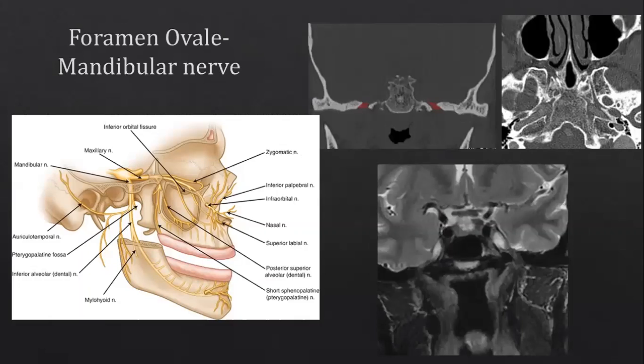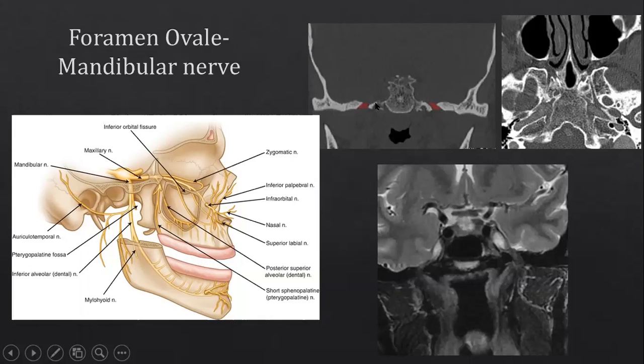Moving on from the foramen rotundum, we will go on to the foramen ovale. Foramen ovale basically transmits the mandibular nerve, and we have looked at the anatomy of the mandibular nerve in detail when we talked about the nerves. It's the only foramen of the trigeminal which is located in the vertical direction, and hence it is best seen in the coronal plane.